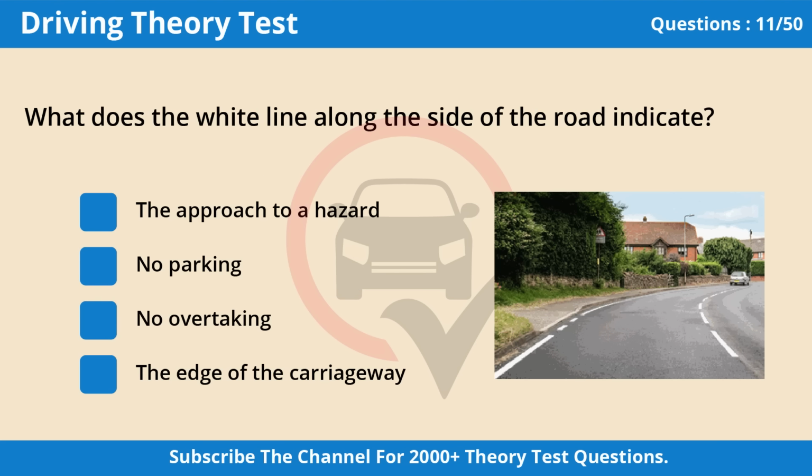Question 11. What does the white line along the side of the road indicate? A. The approach to a hazard. B. No parking. C. No overtaking. D. The edge of the carriageway. The answer is D. The edge of the carriageway.